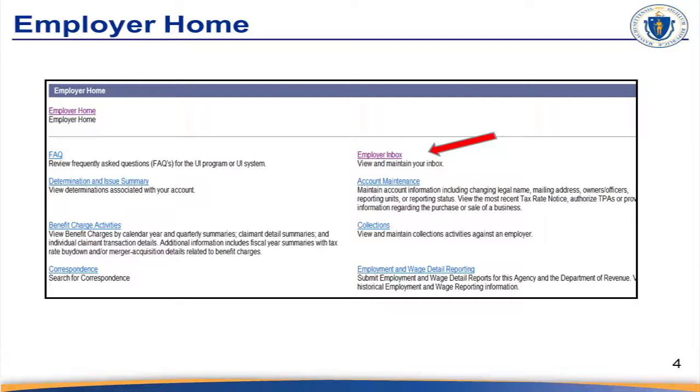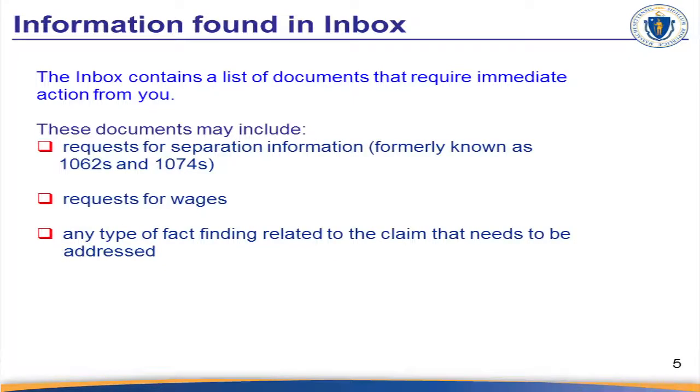The first new functionality we will be discussing is the employer inbox. By clicking on this link, an employer will be able to view and maintain information that requires his or her action. Here are some examples of correspondence that may be found in your inbox: separation information requests, formerly known as 1062s and 1074s, wage requests, and other fact-finding information related to a claim that needs your input. Please remember that timely responses to this information are very important.